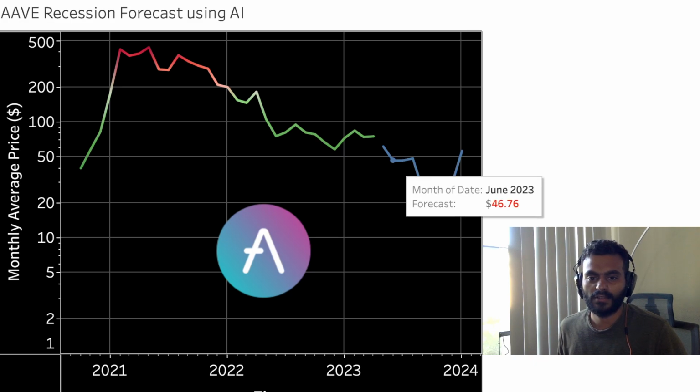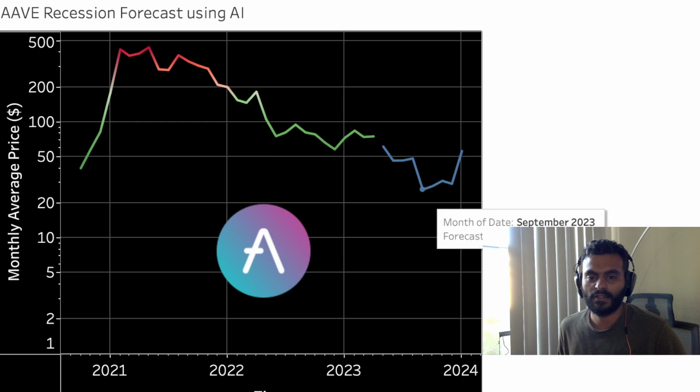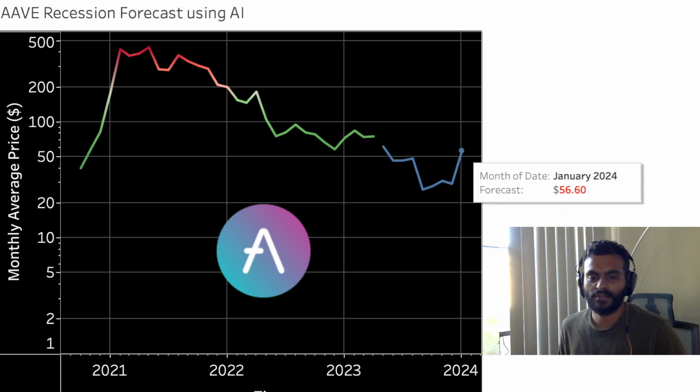In the second month it's 46 US dollars. In the third month is 46 again. In fourth month is 48 US dollars. In the fifth month, that's when the biggest crash is forecasted, is at 26 US dollars. In the sixth month is 28, in seventh month is 31, in eighth month is 29, and in ninth month it is 56 US dollars.